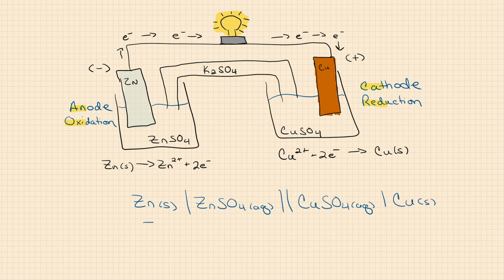Sometimes we'll see cell notation where just the ions are used. So we'll have solid zinc being oxidized to zinc ions in solution, and that's attached to copper ions in solution being reduced to solid copper. And that's it. That's our parts of a galvanic cell and how we can use cell notation to describe them.